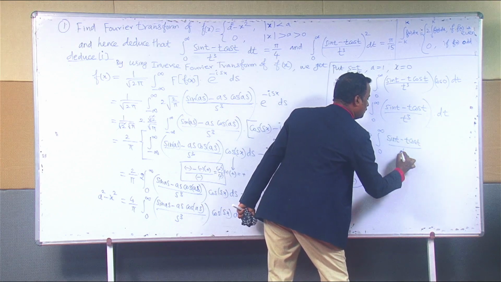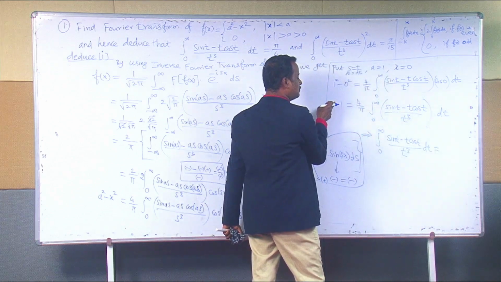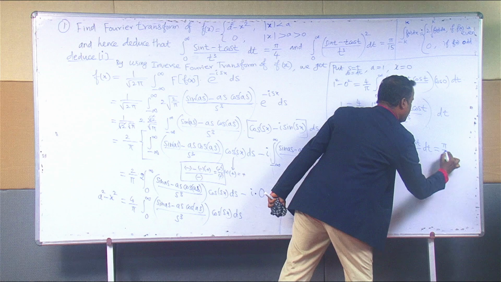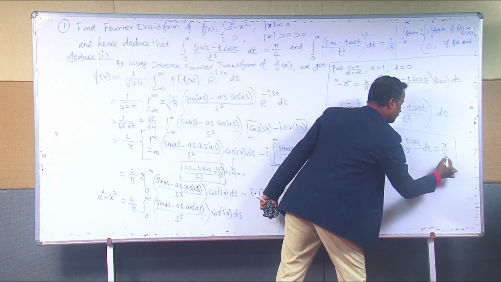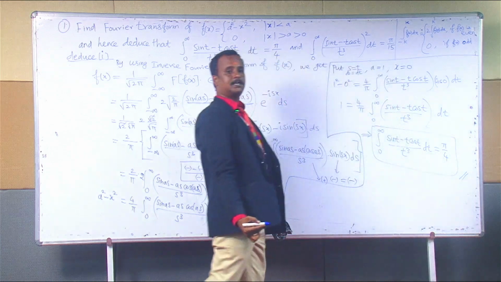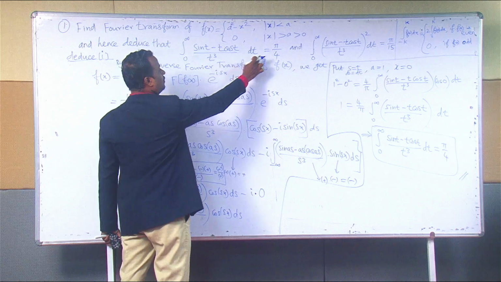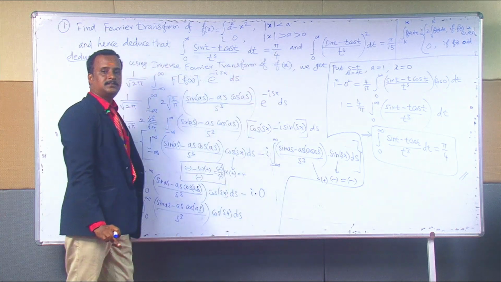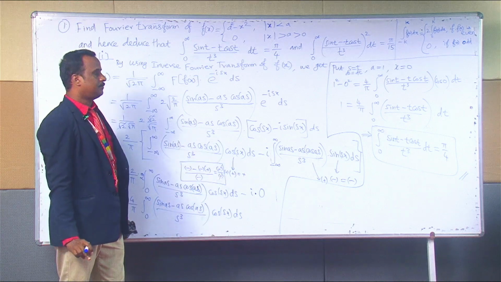This implies integral 0 to infinity sin t minus t cos t divided by t cube dt, which is equal to, I can write this pi goes to the left hand side, means pi by 4. This is the first part of the deduction. See here, integral 0 to infinity sin t minus t cos t divided by t cube equal to pi by 4. Hence, we proved the first part of the deduction.